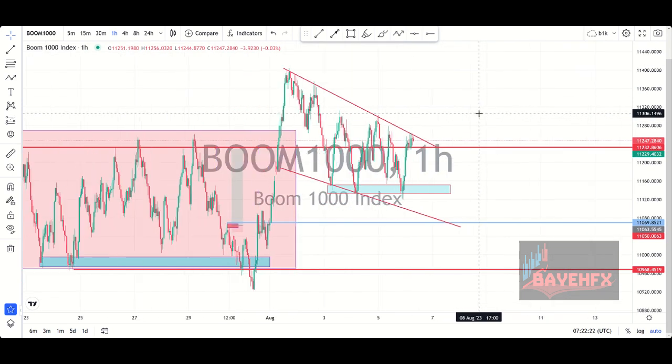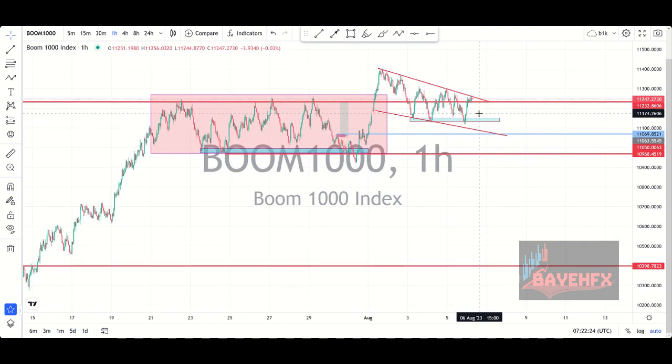So that's it for Boom 1000. This is our focus on Boom 1000. I'm going to look at this signal and then drop it in the group.